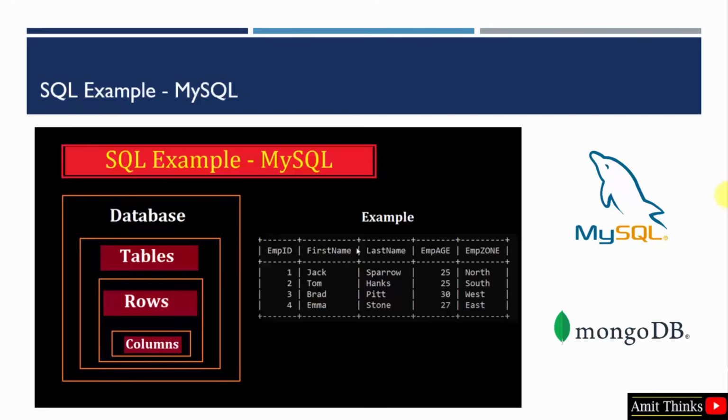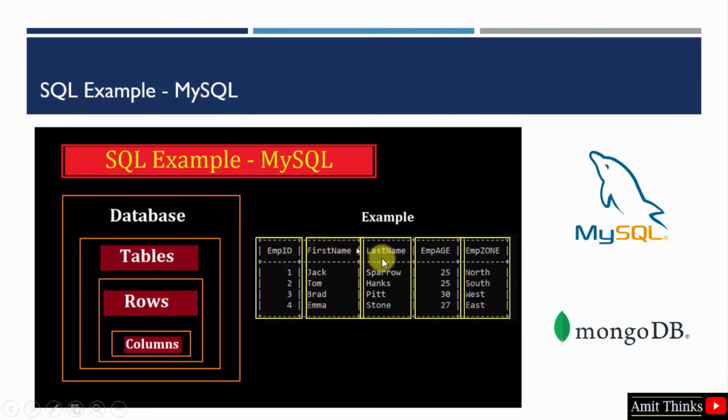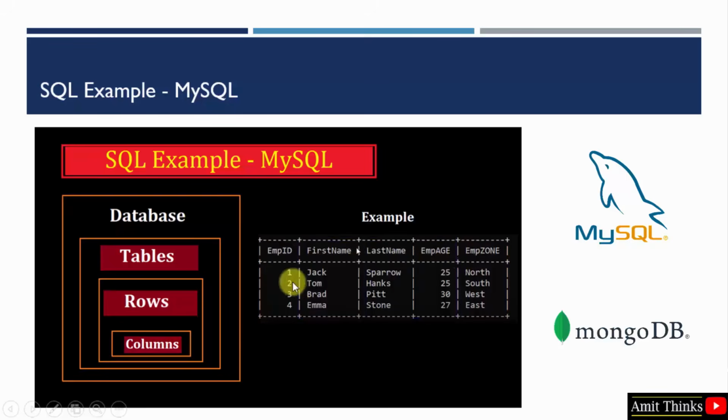At first, you can see the SQL example. We have shown MySQL here. As I told you before, SQL saves data in the form of rows and columns. It's based on RDBMS, that means based on the relational model. Relation between rows and columns in a table, here it is. So these are our columns: 1, 2, 3, 4, 5, employee ID, first name, last name, employee age, employee zone, and these 4 are our rows.